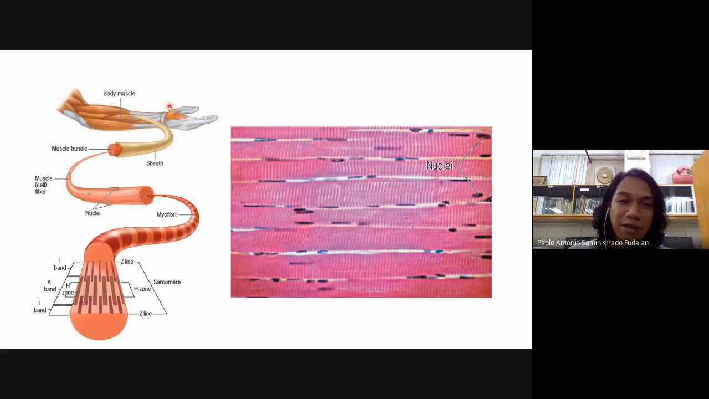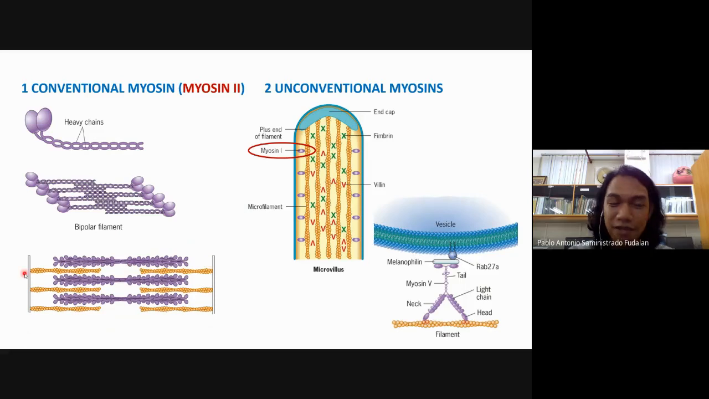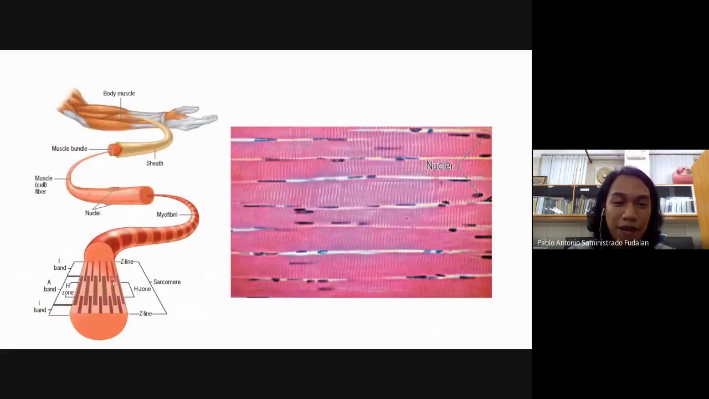So here we have the muscle cell. The muscle cell is actually a very long cell. It's also known as the muscle fiber. Inside the muscle fiber are smaller fibers still called myofibrils. The striping pattern is because of the sarcomere. This is one sarcomere unit. So we have the myosin 2 in the middle and the actins on each end.